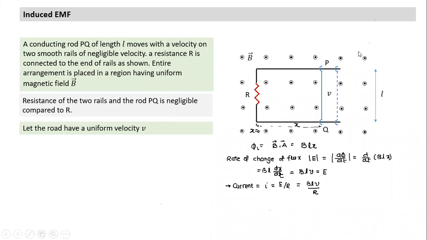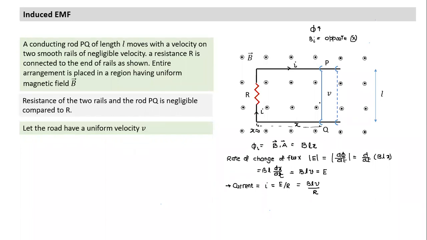So what will be the direction of the induced field? Phi is increasing. Hence, will the direction of the induced field be the same or opposite? If it is increasing, it has to be in the opposite direction. So if the original field is dot, the induced field has to be cross. What is the direction of current? This is the direction in which the current will flow in the loop.